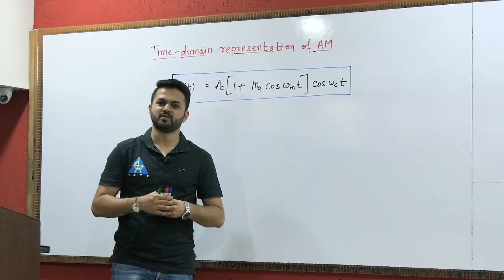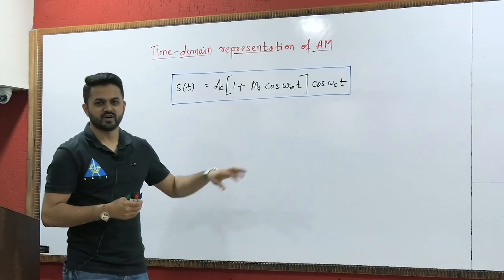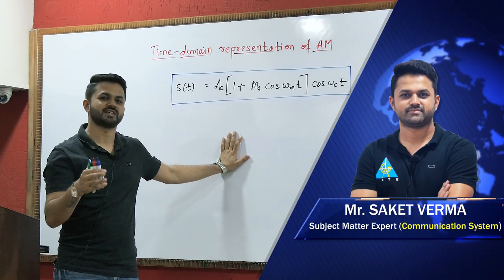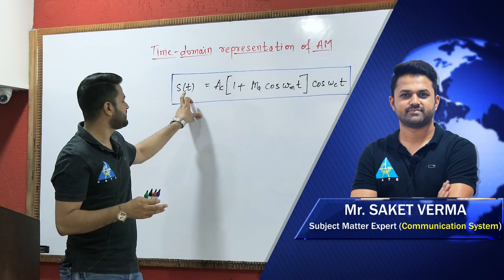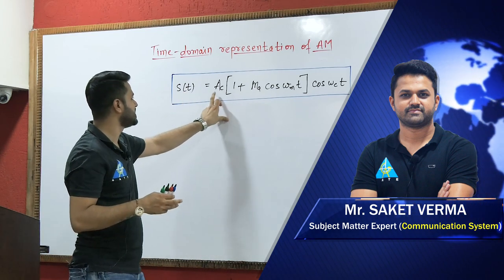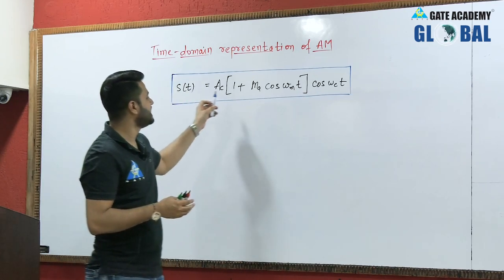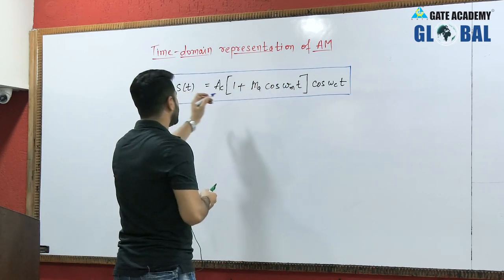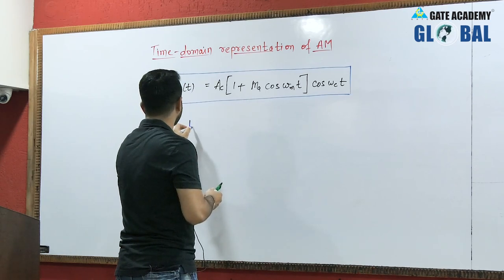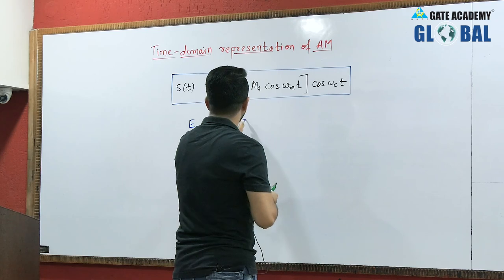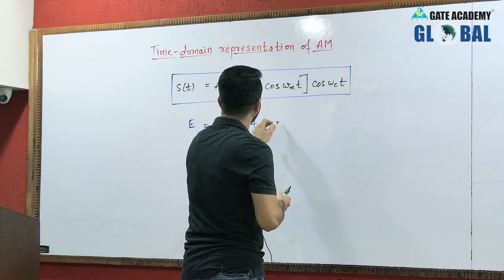So next topic is time domain representation of AM, and for that we are considering the expression of AM for single tone sinusoidal modulating signal. The expression of AM for single tone is Ac(1 + ma cos ωmt) cos ωct, and the envelope of this AM signal, suppose E, is equal to Ac(1 + ma cos ωmt).